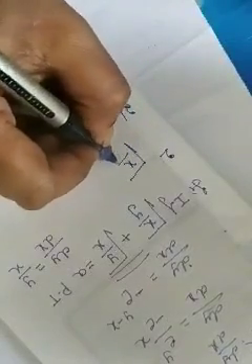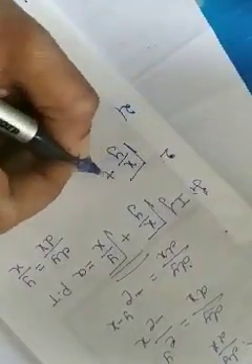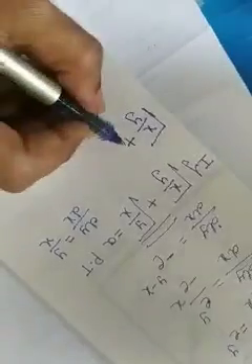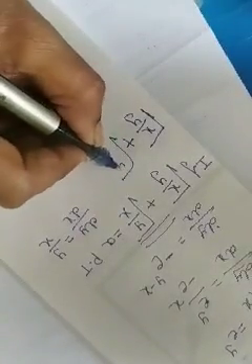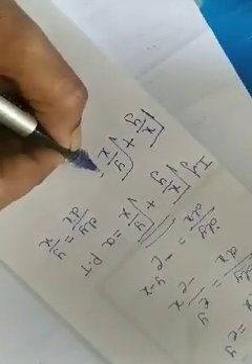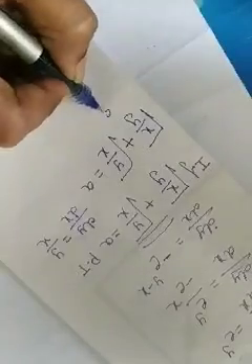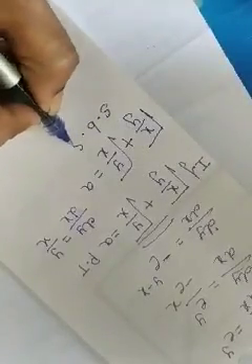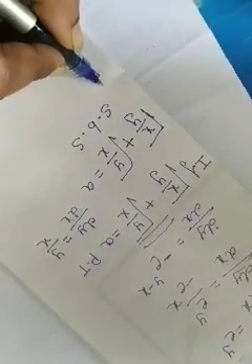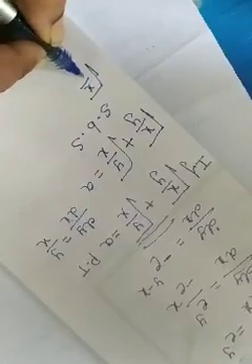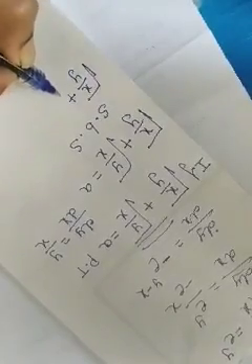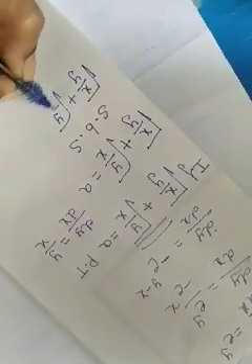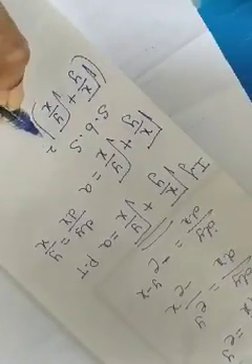Root of x by y plus root of y by x is equal to a. Squaring on both sides. Root of x by y plus root of y by x whole square is equal to a.